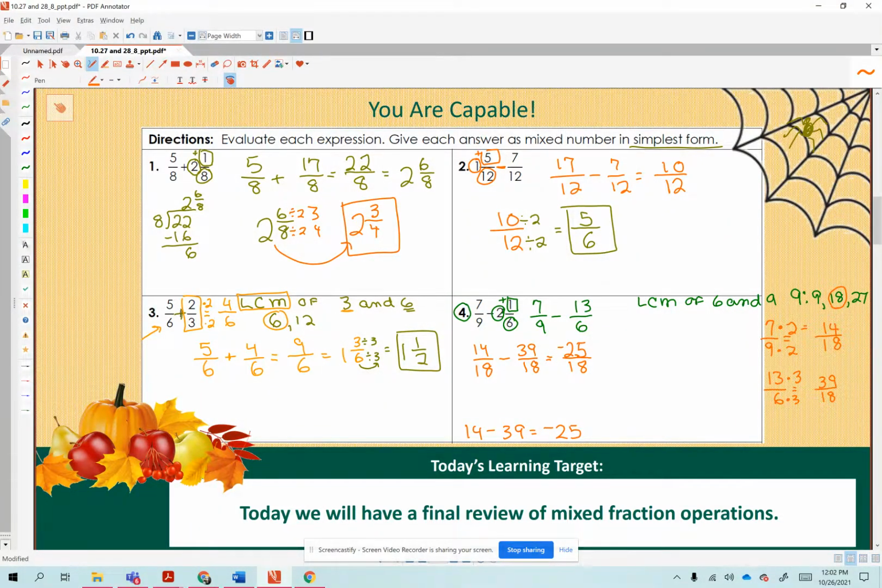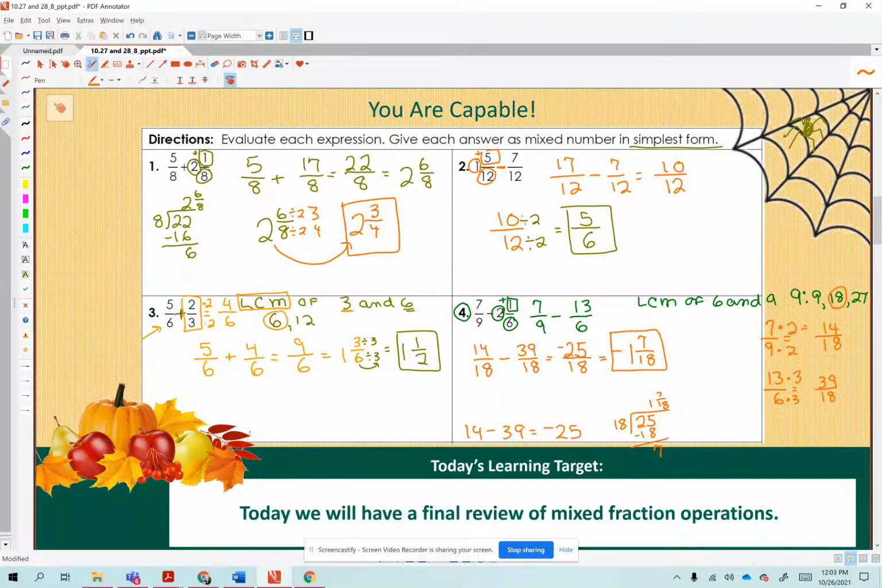The next thing I want to do is I want to see if I can convert that to a mixed number, since the numerator is larger than the denominator. So if I take 25 and I divide it by 18, I will go in there one time. 25 minus 18 is 7. So that means that my final answer can be written as negative. Remember, this is a negative answer, 1 7/18.